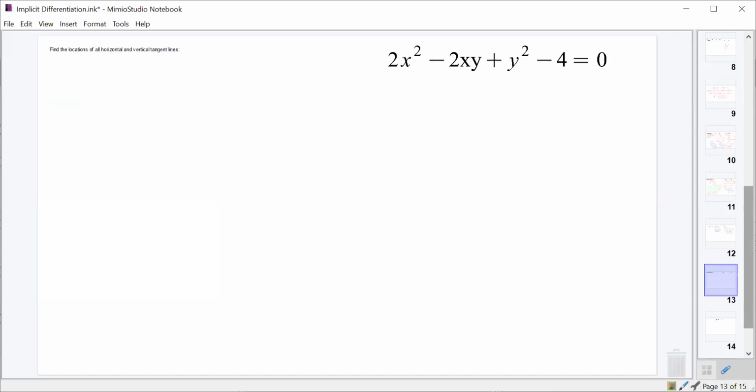All right, we're going to do one more of these. We're not actually going to find all of the tangent lines this time. We're just going to find out where they occur. This one's going to get a little bit more difficult even than the last one. So first thing we're going to need to do is take a derivative.